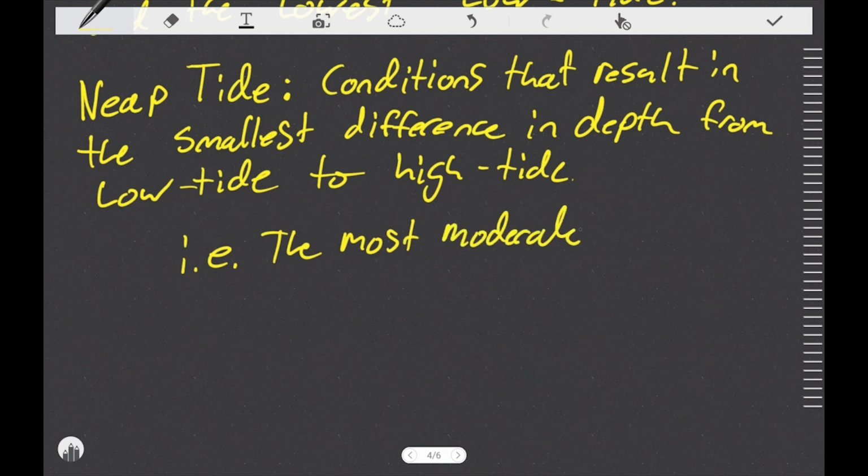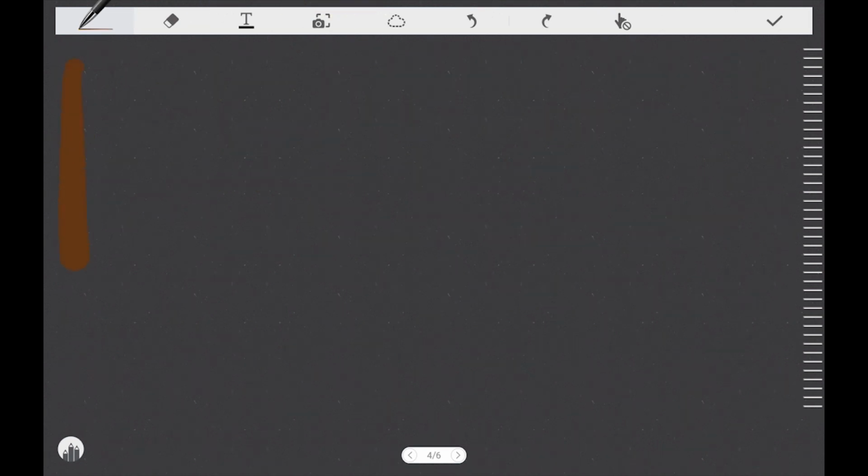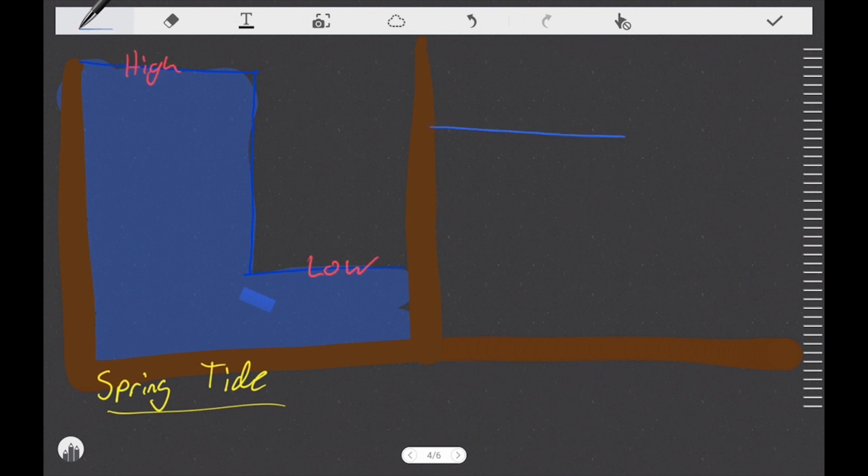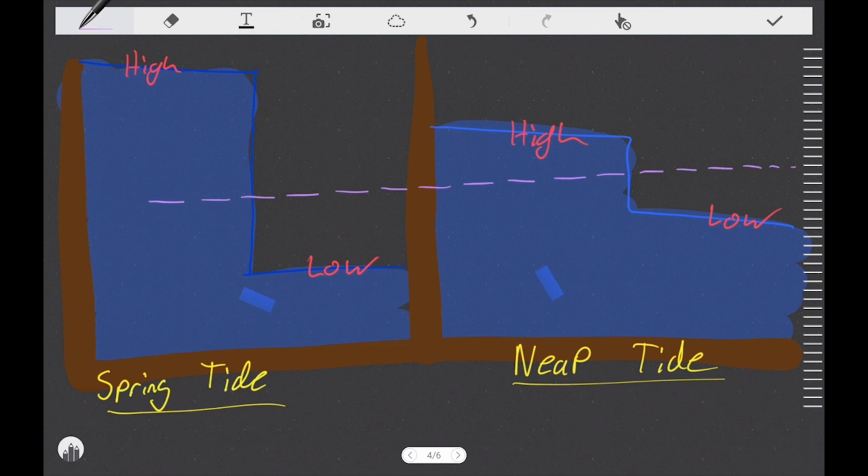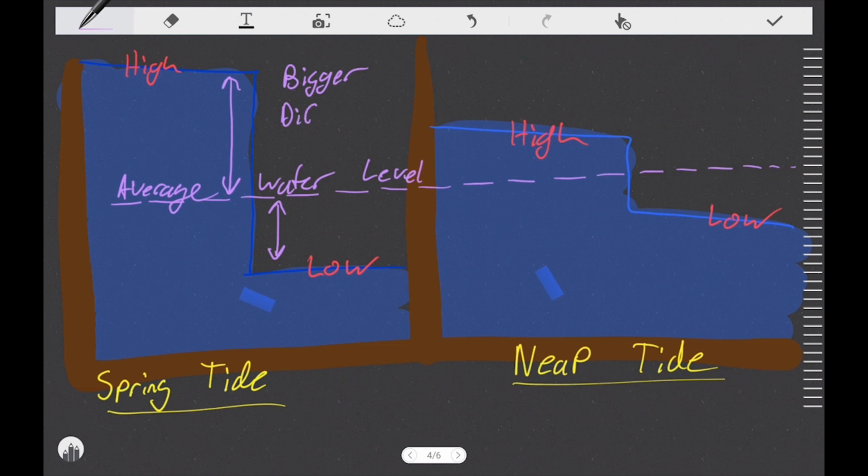We might call these more moderate tides. If I were to draw that for you graphically, what I want to show you is the water level at high tide and the water level at low tide, and I want to compare a spring tide to a neap tide. What we'll see is if we draw an average water level line through this diagram, the variation from the average water level to the high tide and from the average water level to the low tide is bigger when we're experiencing a spring tide than when we're experiencing a neap tide.